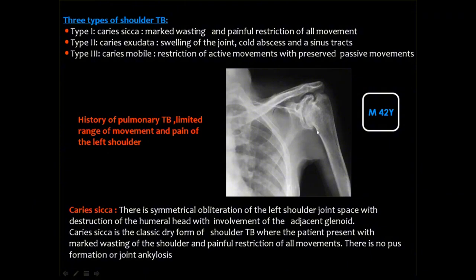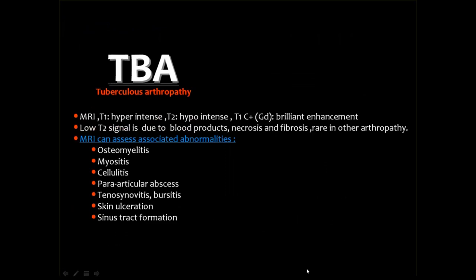And this is an example of caries sicca, where you get destructive changes in the articular surfaces, and some atrophic changes of the surrounding muscles. You are not able to see the shadow of the deltoid muscle, for example. Then in MRI, you may see hyperintensity in T1 and hypointensity in T2 with significant contrast enhancement. The low signal in T2 is due to fibrosis, necrosis, and blood byproducts, which are considered rare in other forms of arthropathies.